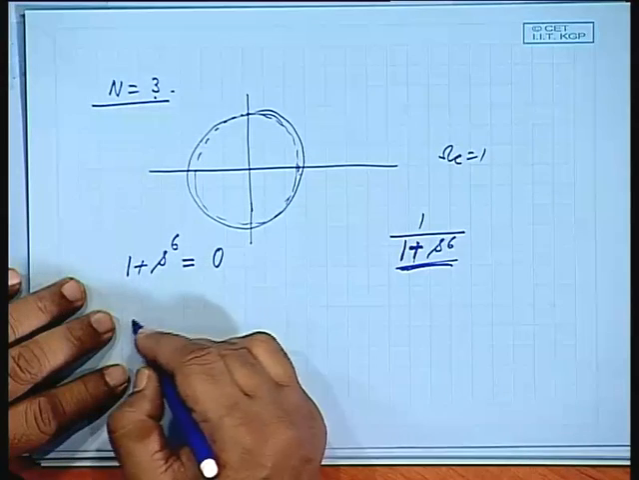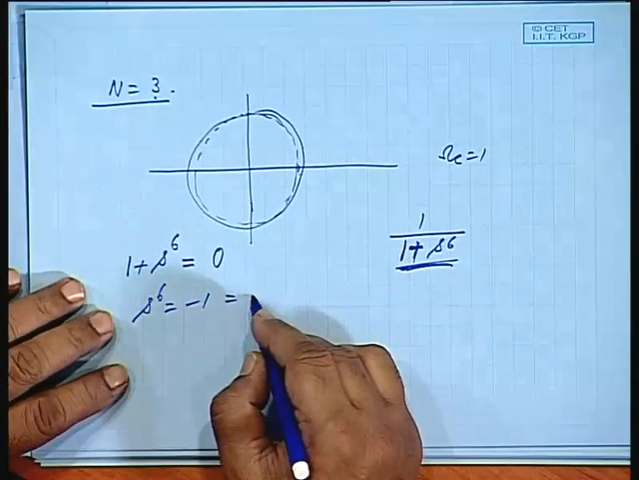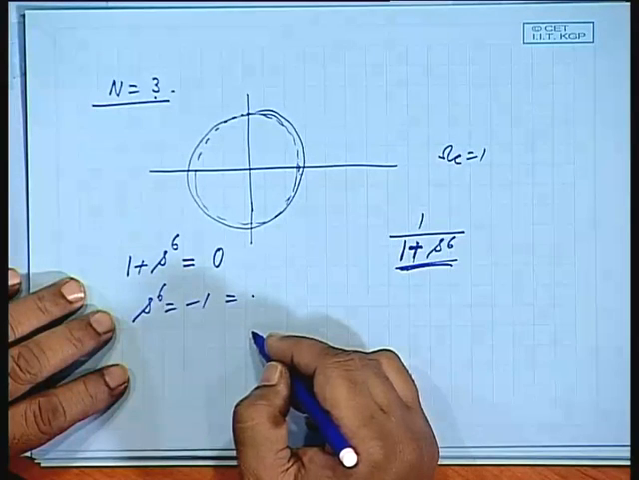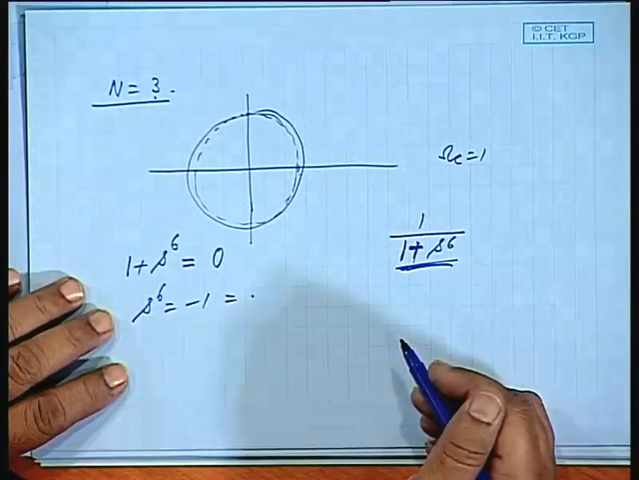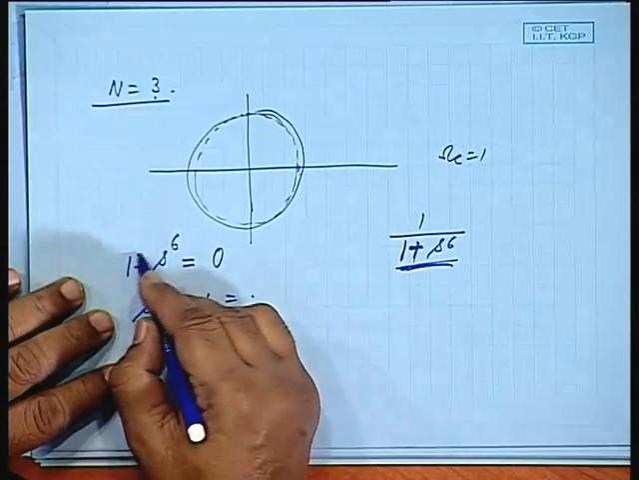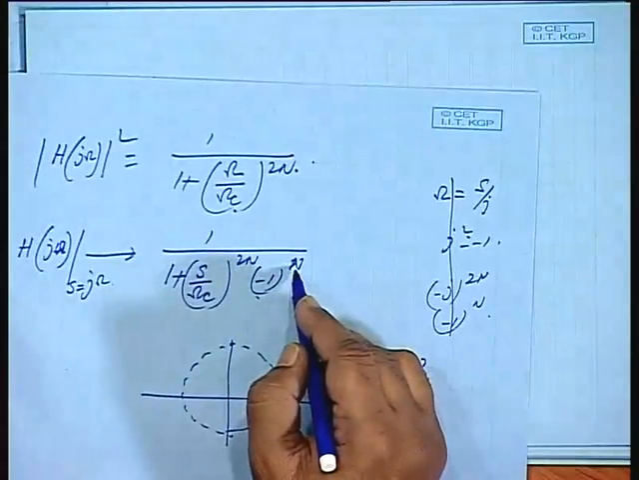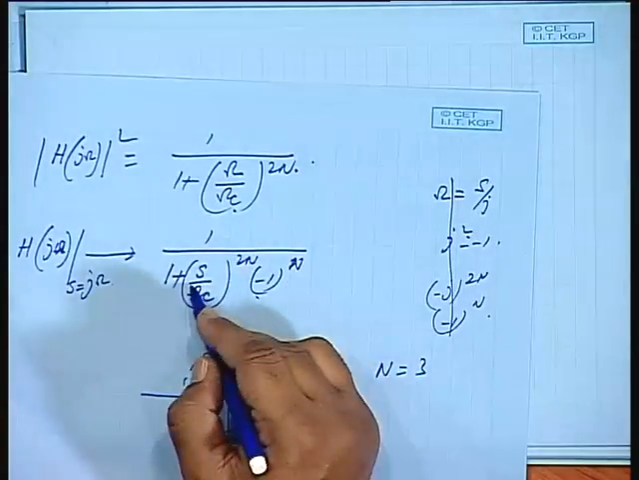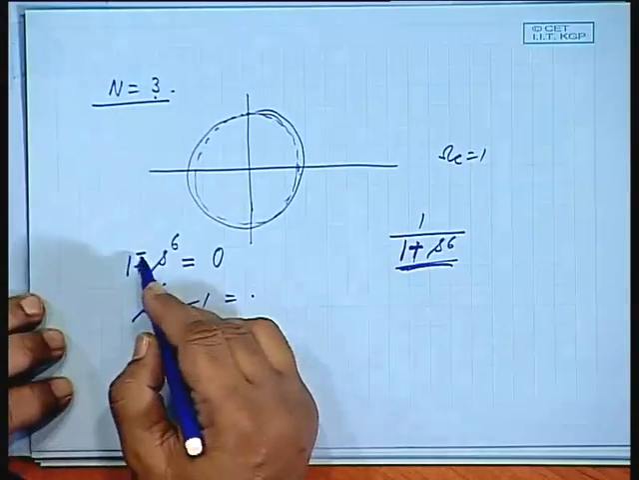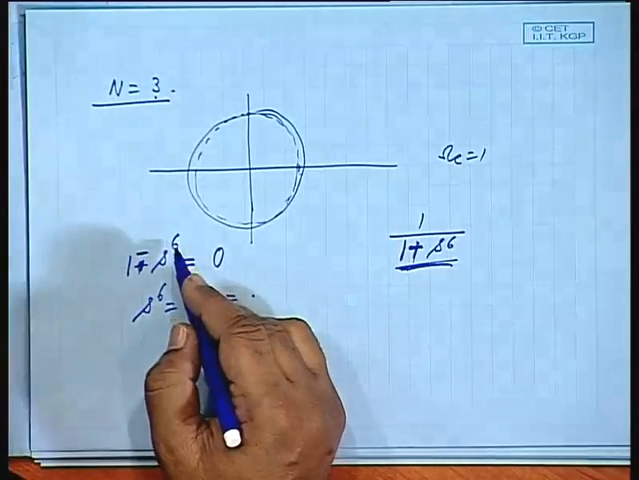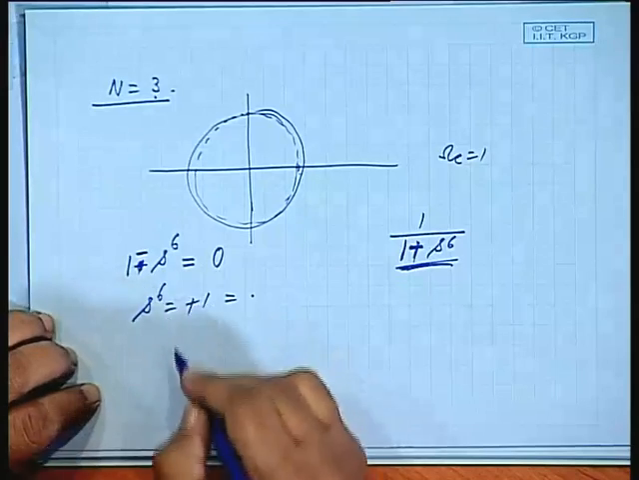So, s to the power 6 is minus 1, which means, is that all right? Should it be 1 plus s to the power 6 or minus? It should be minus, is it not? N is equal to 3, so this should be minus. So, for all odd orders, it should be 1 minus s to the power 6. If it is fifth order, 1 minus s to the power 10 and so on. So, s to the power 6 is plus 1.